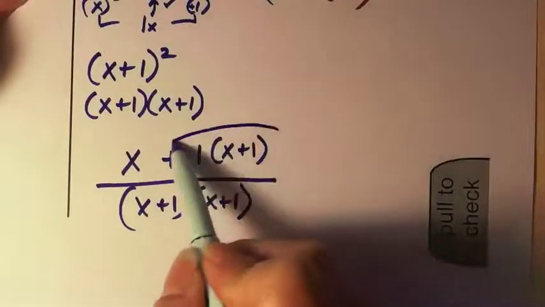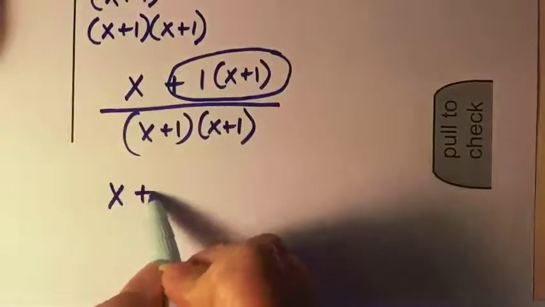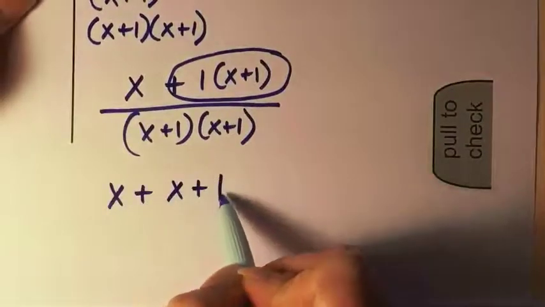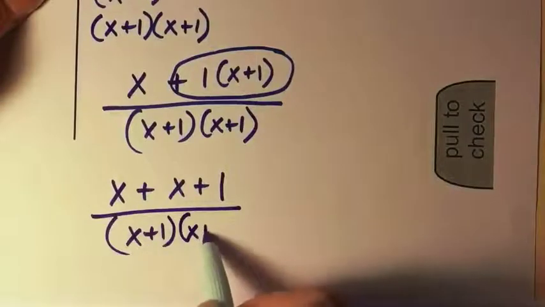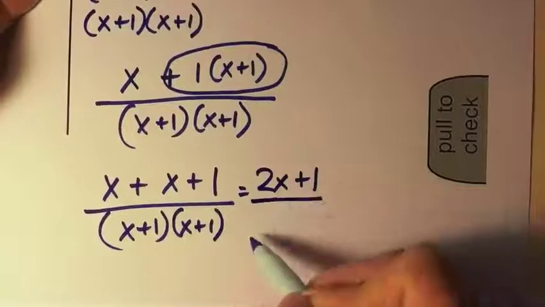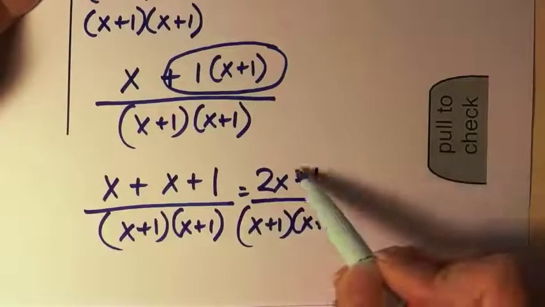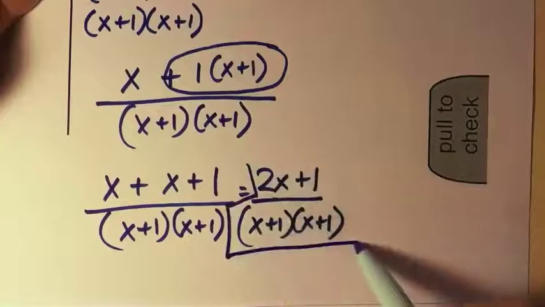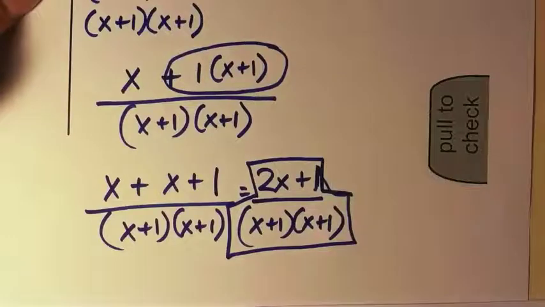Now I'm going to simplify this portion here. This needs to be distributed, so I end up with x plus an x plus 1, because I distributed a 1, over x plus 1 times x plus 1. And you end up with a 2x plus 1 over x plus 1, x plus 1. And if you take a look, I cannot factor this any further, so this would be my final answer. That's a 2x plus 1.